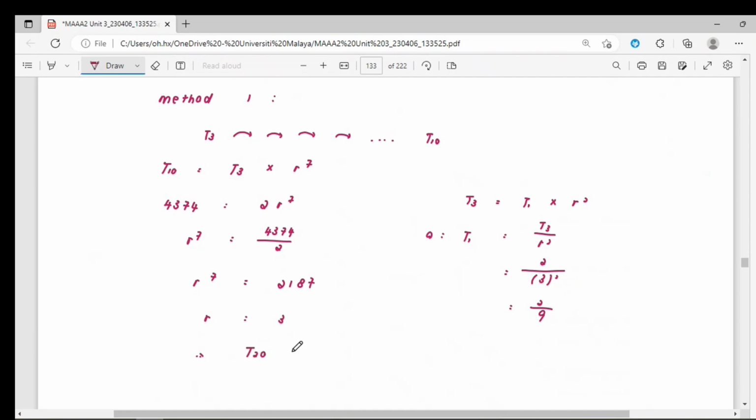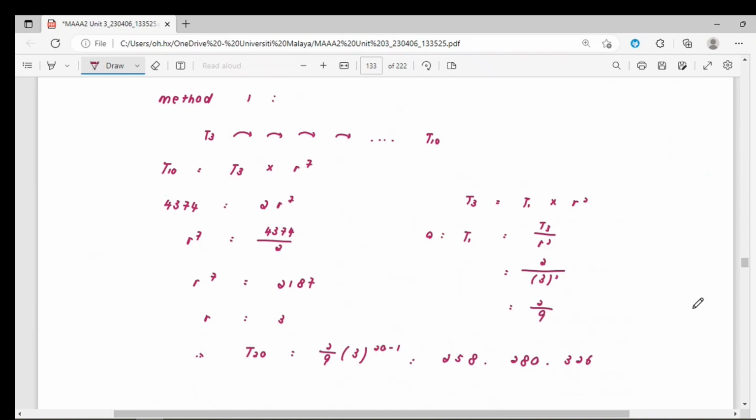So T20 equals A R power n minus 1. As simple as that. Then you can key that into your calculator, and you should be able to get 258,280,326. So that's method 1.